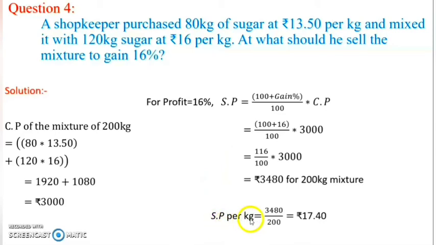Selling price for 1 kg, or per kg, will be 3480 upon 200, because this is the total price for the 200 kg mixture. So for 1 kg of mixture you will have to divide this amount by 200, which is 17.4. So if the shopkeeper sells the mixture at rupees 17.4 per kg, then the profit he will gain is 16%. So this was a problem about the mixture. Okay, let us go to the next question.